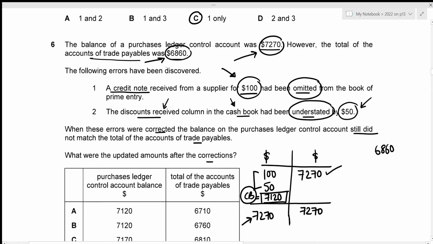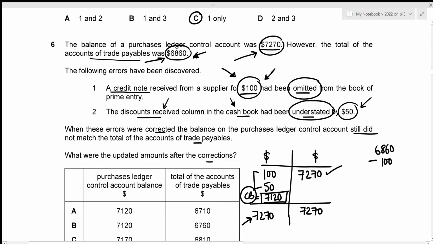So we need to adjust it to this value of 6,860, right? And like I said before, the credit note received from a supplier just indicates that the amount that we owe has been reduced, and the amount that we owe is basically the trade payables. So we need to reduce the value of trade payables by 100. Let's subtract the 100 now.